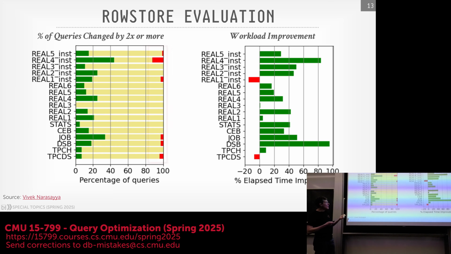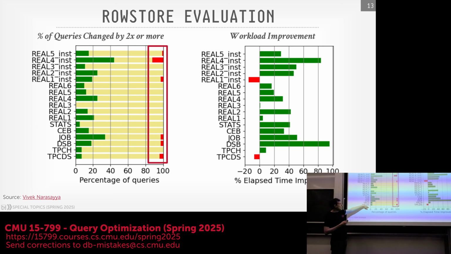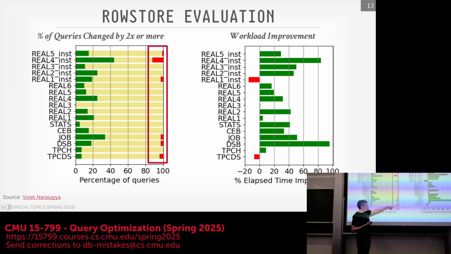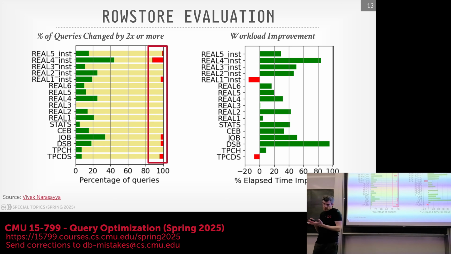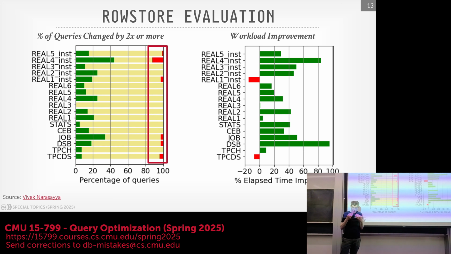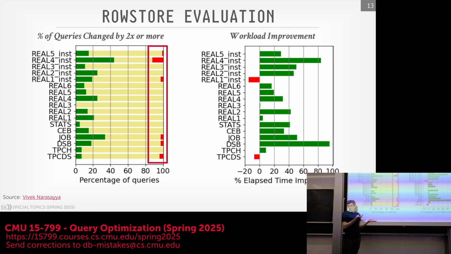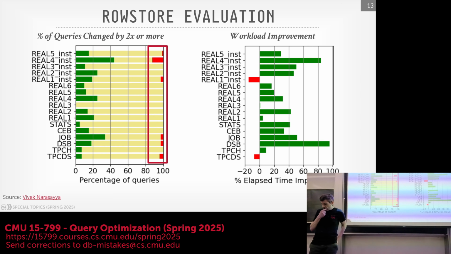And so the first thing to point out is that in this graph, the green lines are the percentage of the queries in each workload that got 2x or better. The yellow ones are where there is no change, and the red ones are where there's a regression. Meaning you injected exact, accurate cardinality estimations into the query plan, and then you ended up getting a bad query plan that's actually worse than what you would have gotten if you just used whatever the estimates were from the database system.